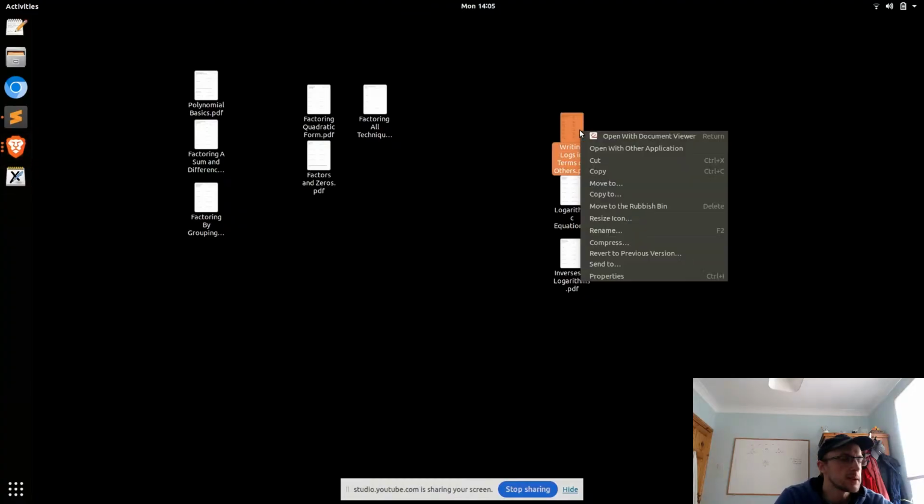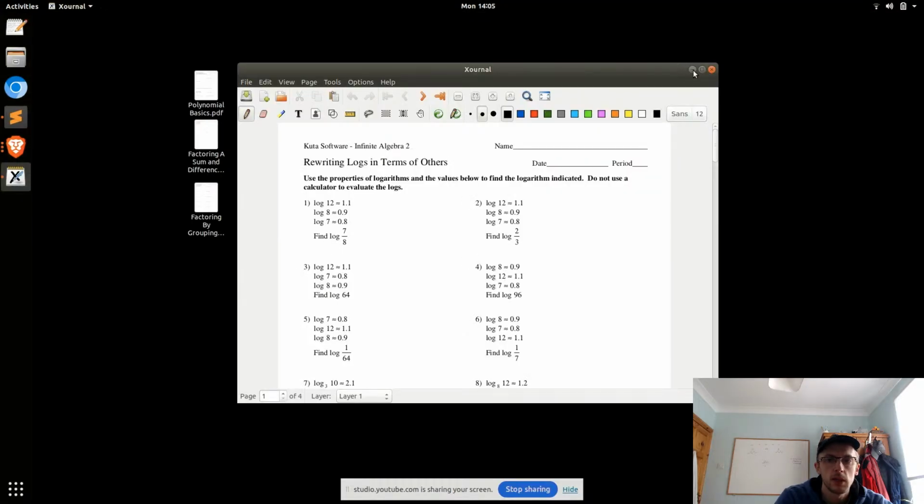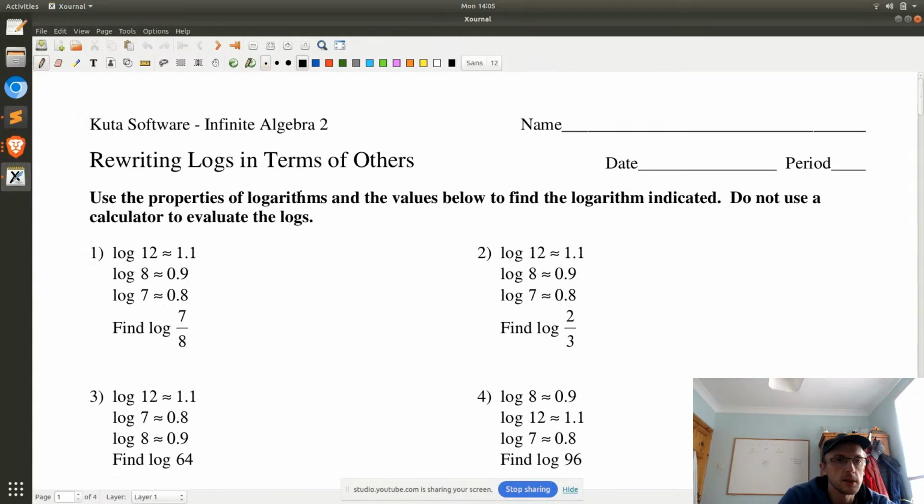Writing logs in terms of others is where I'm going to start. Right, okay, and so it's not particularly cloudy, but my eyes are doing that thing again. I'll keep the light on, otherwise they will hurt. And that's fine.